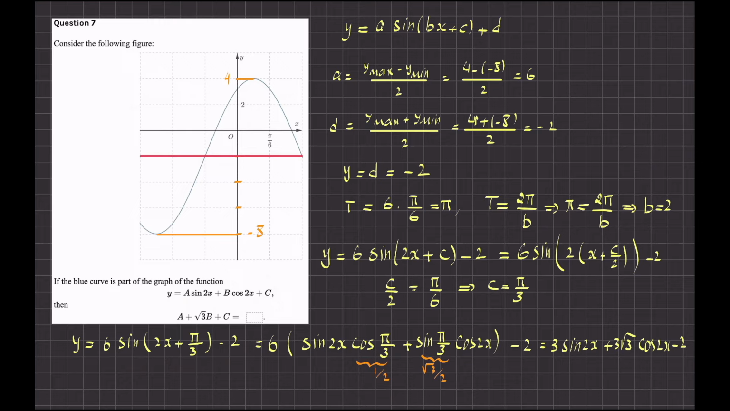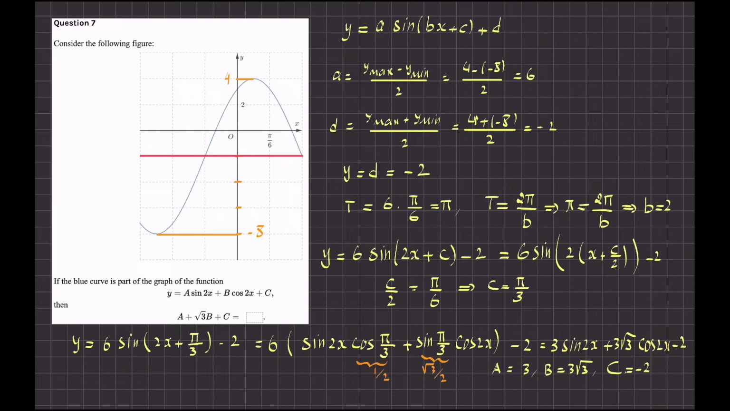Now you just need to compare this function with the function given. It is easy to see that capital A is 3, capital B is 3 square root of 3, and capital C is minus 2. Yes, so capital A is what? Is 3, capital B is 3 square root of 3, and capital C in this problem is minus 2.